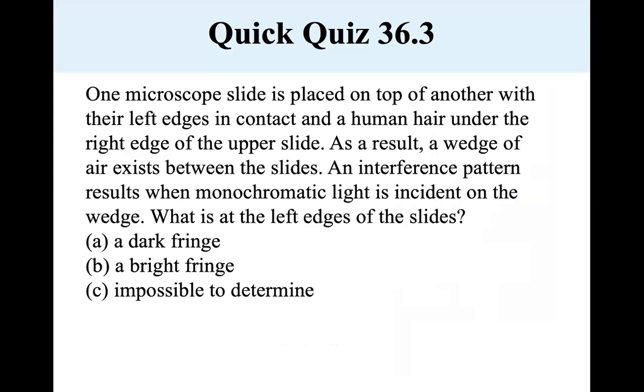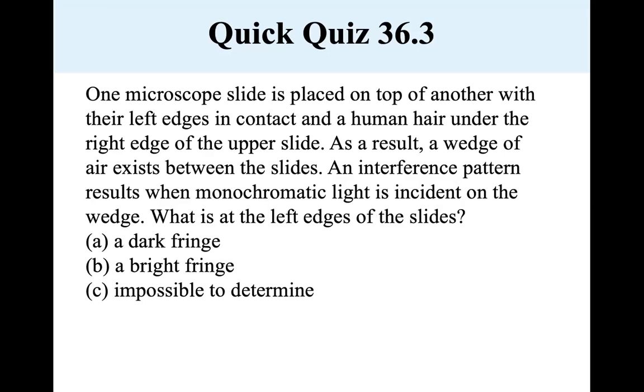Okay, one microscope slide is placed on top of another with their left edges in contact, and a human hair under the right edge of the upper slide. As a result, a wedge of air exists between the slides. An interference pattern results when monochrome light is incident on the wedge. What is at the left edge of the slides? Let me catch up to my notes. Well, it's a dark fringe.